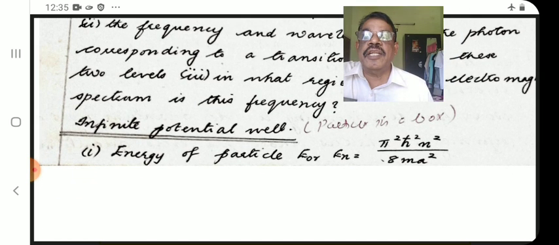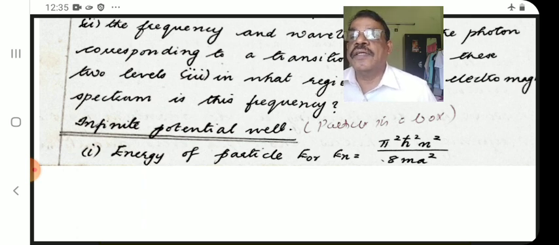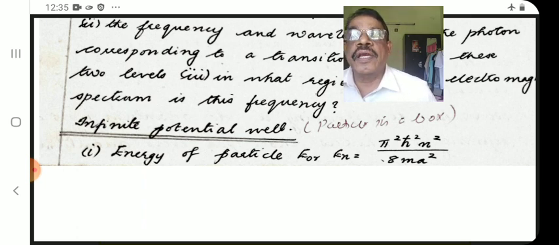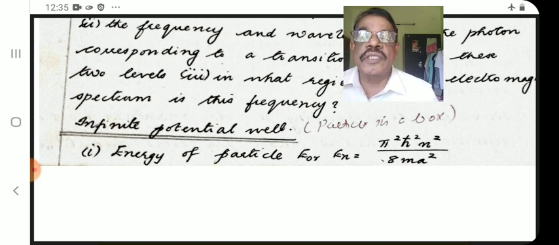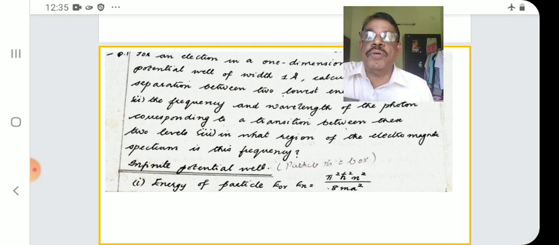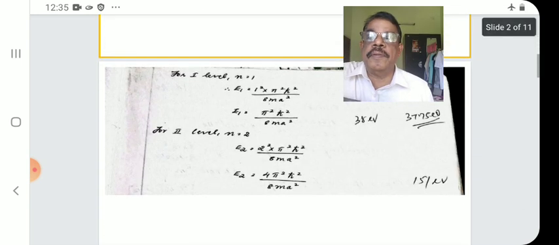So you remember particle in a box, the infinite square well potential, the energy of the particle we have seen, En equals pi square h cut square n square by 8m a square, where 2a is the width of the well and n is the quantum number. Width of the well is 2a, remember.